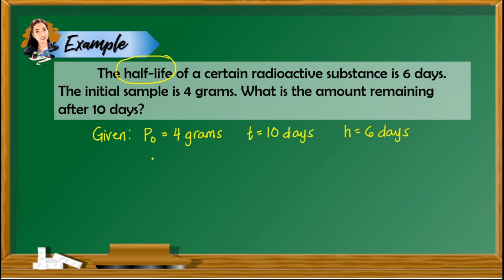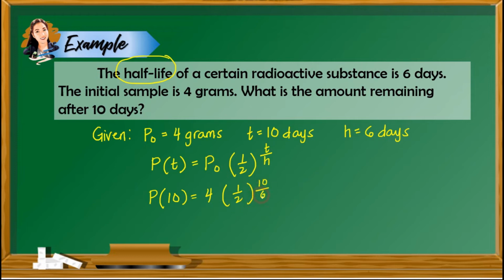Next, we need to follow the formula. So we have P of t is equal to P sub 0 times 1/2 raised to the power of t over h. Substituting the given values, we have P of 10 is equal to 4 times 1/2 raised to 10 over 6. Solving for this, the answer is 1.26. So this is the amount after 10 days.